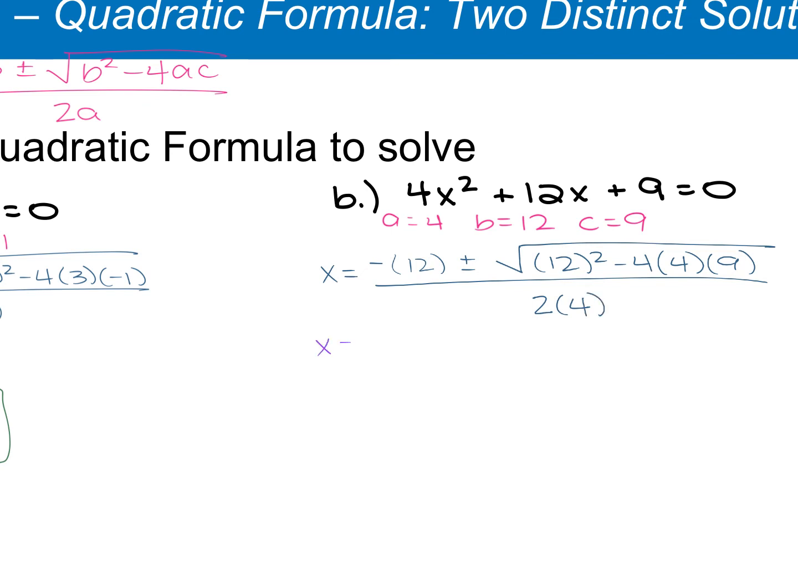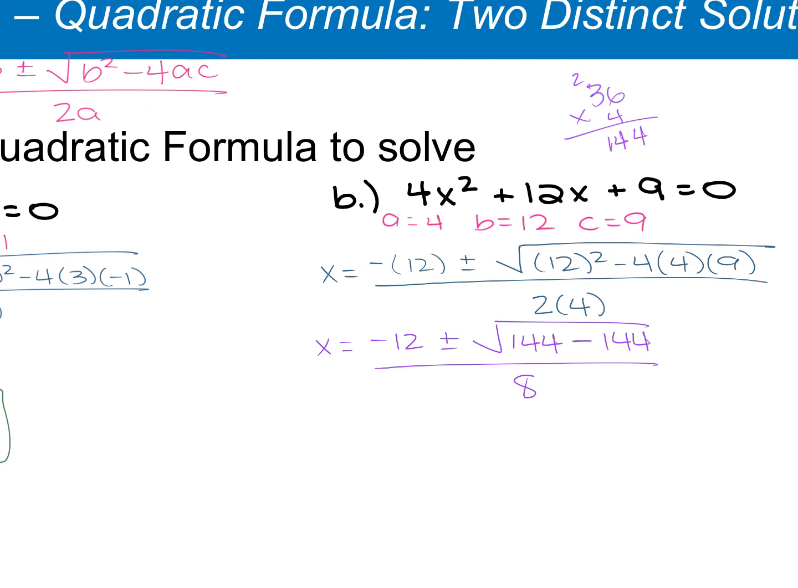So that's negative 12 plus or minus the square root of 144 minus the 4 times 36. So that's going to be 36 times 4. The 4 times 6 is 24. The 4 times 3 is 12 plus 2 is 14. So 144 minus 144. And this is all over 2 times 4, which is 8.